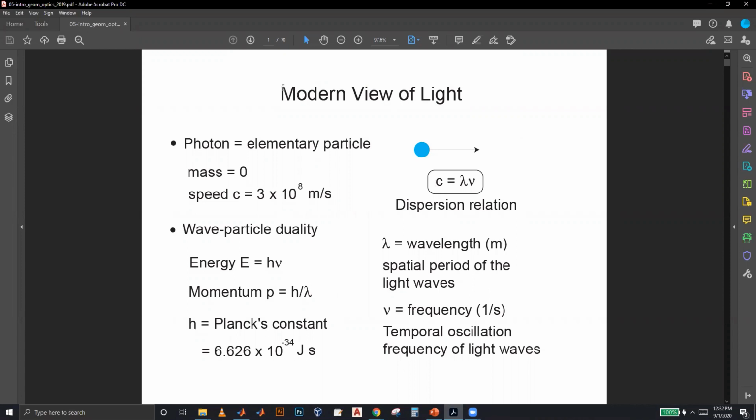So we have a brief overview of the modern view of light. I think you are all familiar with this. And if you have any questions, you can just shout out your questions. I'll try to make this sort of a discussion as we go along. So the photon is the elementary particle of light, and it is massless and has the speed of light. Light can also be thought of as a wave, which gives us the wave-particle duality, and any wave has an energy associated with it, which is given by Planck's constant times the frequency.